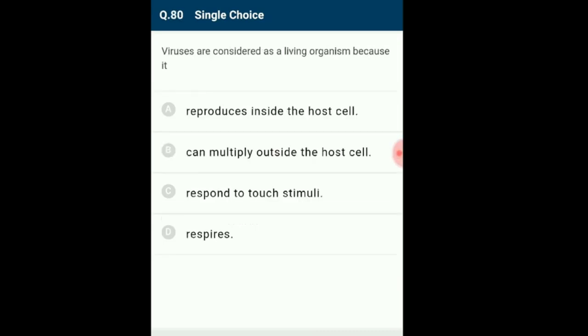Question number 80. Viruses are considered as living organisms because... Viruses are a connecting link between living and non-living. It is living as it consists of genetic material, nucleic acid, and can reproduce inside a living host cell to form new complete virus particles. It is non-living due to the absence of cellular organization, as it is crystalline outside a living host cell. So the answer is option A, reproduce inside the host cell.